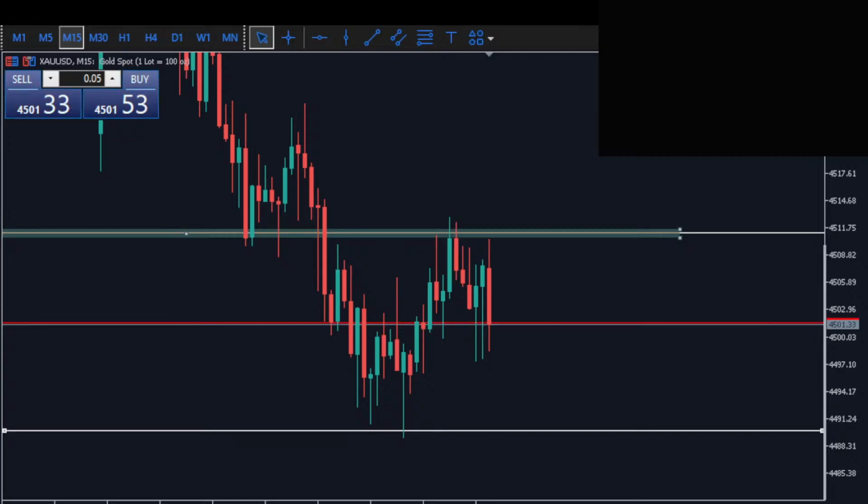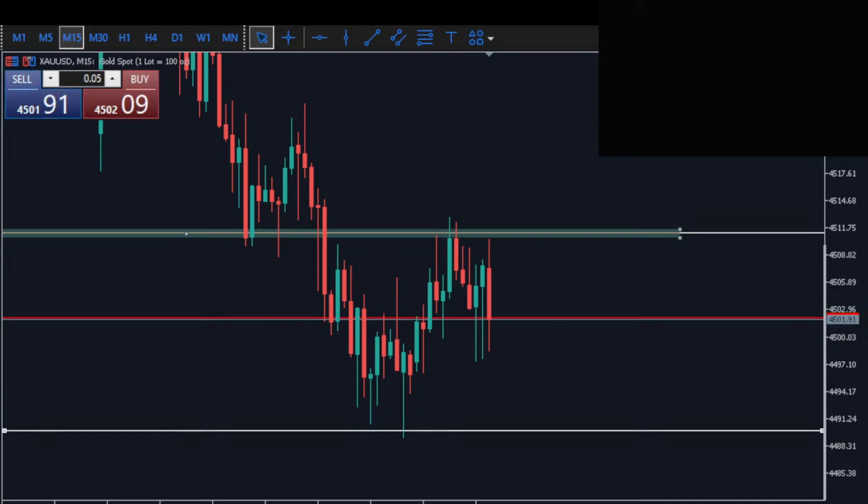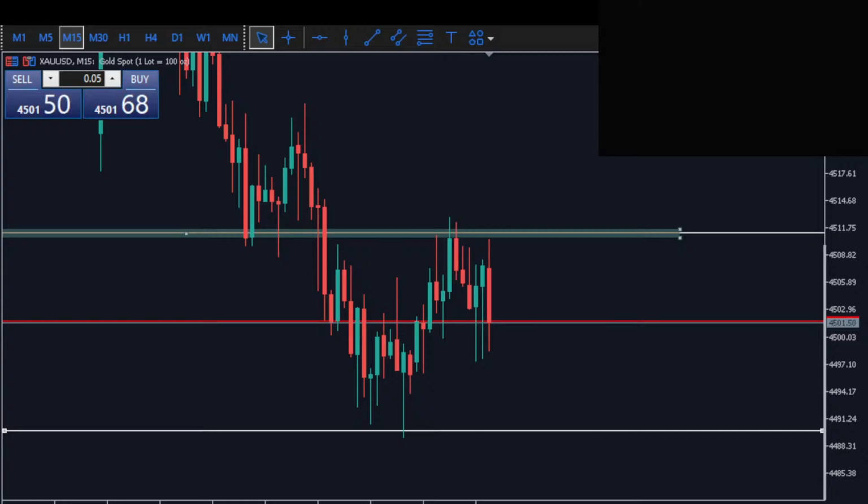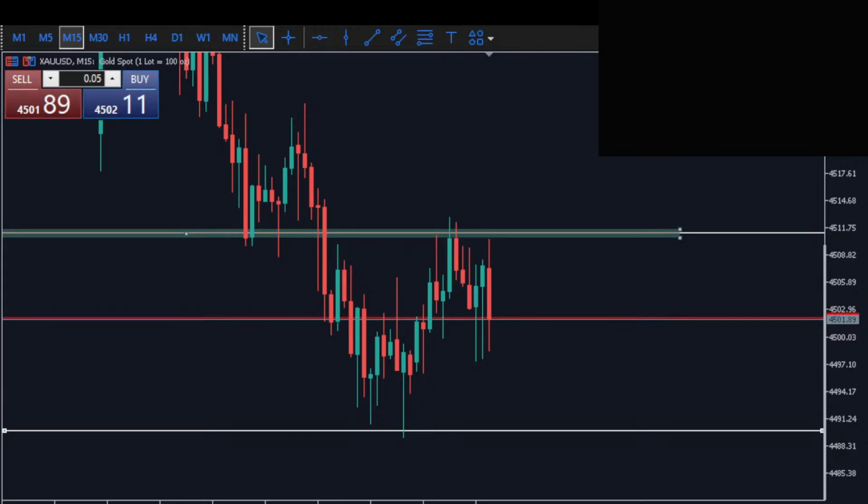I did rush in the last trade that I took, and I got stopped out. Now I'm not gonna rush. I'm gonna wait. I'm gonna see everything the candle does, and only then I'm gonna take a trade.